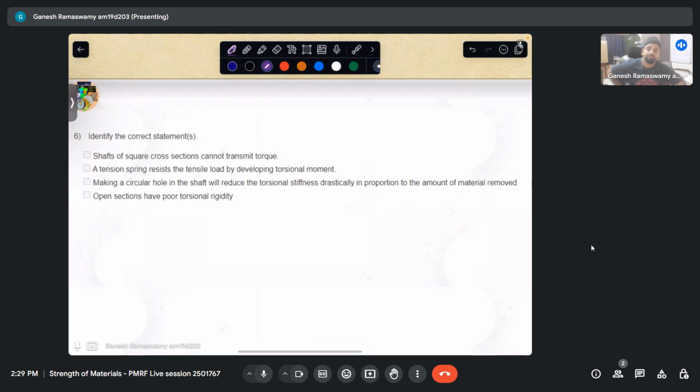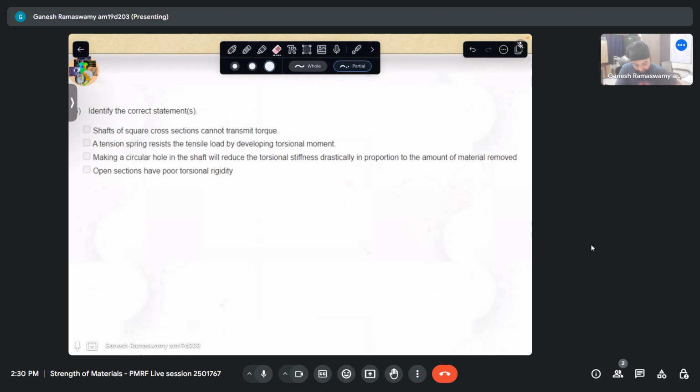Identify the correct statements. Shafts of square cross sections cannot transmit torque. This is categorically incorrect. Shafts of square cross sections are used in multiple tools. In fact, if you look at the Allen key, it is a hexagon cross section, but it has to transmit a twisting moment, a torque. So this is incorrect.